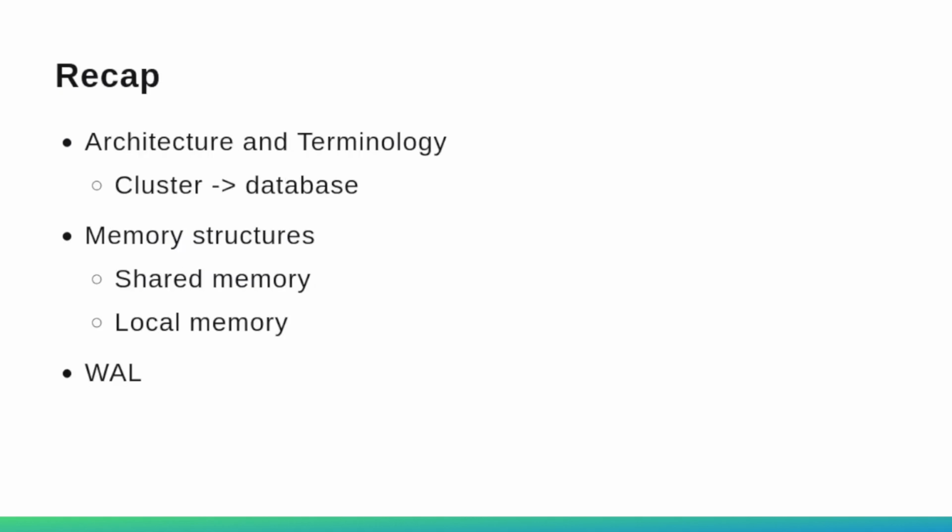So this is it, a quick recap. We talked about architecture and terminology. We talked about cluster. We talked about database. We talked about user, client-server architectures. We talked about the different memory structures, the shared memory, the shared buffers, and the local memory areas, which are designated for each individual connection. And we talked very briefly about the WAL.